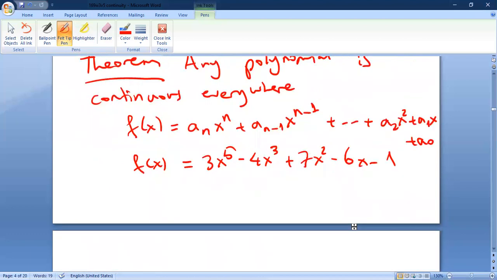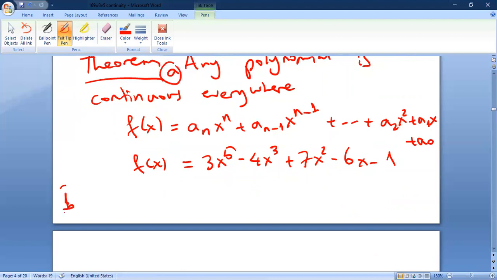And they are continuous everywhere. Why? Because whatever point you choose, the limit and the definition of the function at that point will be the same. So you can try this, and it's always true. This is the first part.